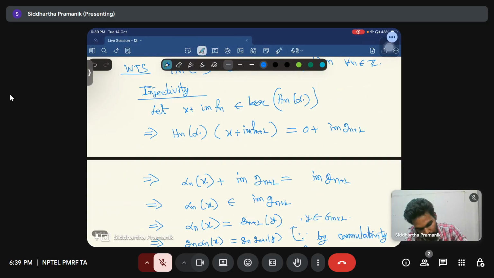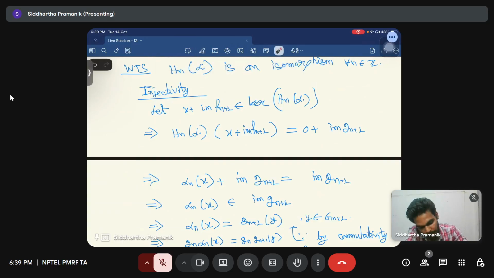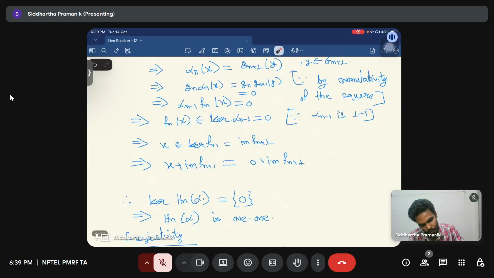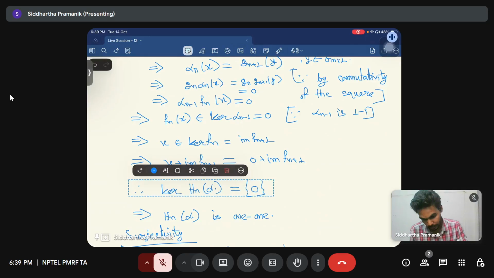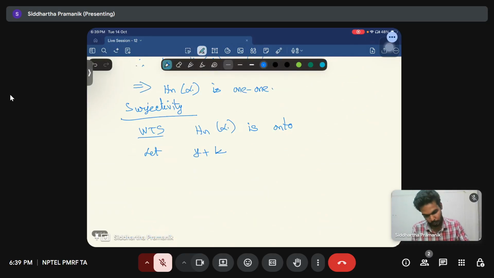Yes, this is n plus 1. So we are taking this element from the kernel and we want to show this is 0. So that is what we have done. So the kernel is 0. I have made a little bit of a mess, but it is understandable. Okay, now prove the surjectivity.